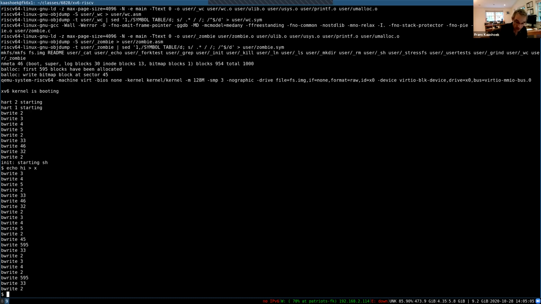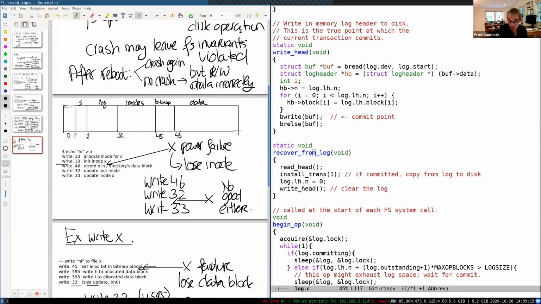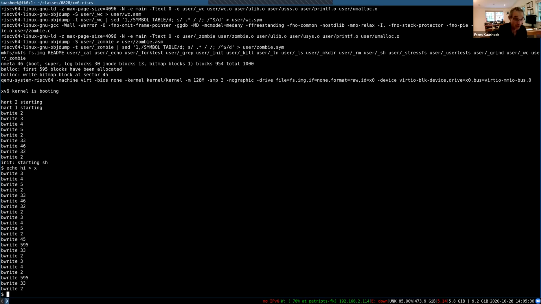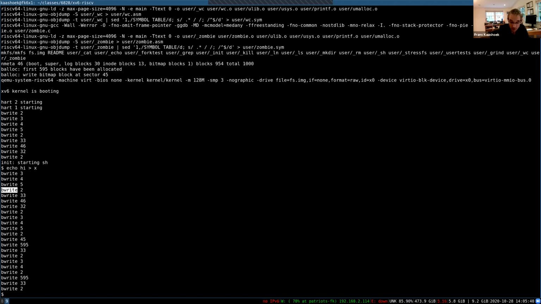The first thing to note is that this trace is way longer than the trace that we looked at a couple of slides ago. Here was that same echo hi, and what we see there is 5 log write operations, but it turns into many disk operations. So let's look at it. What do we think bwrite 3, 4, and 5 are, and what is bwrite 2?